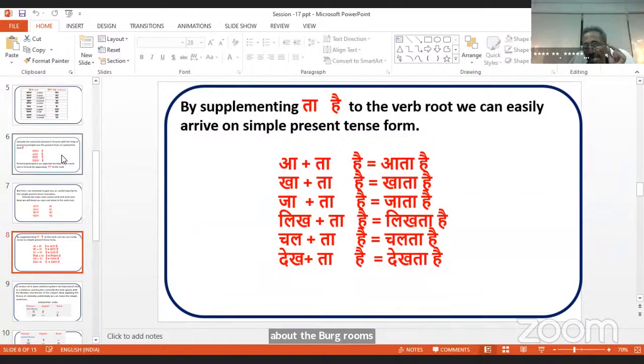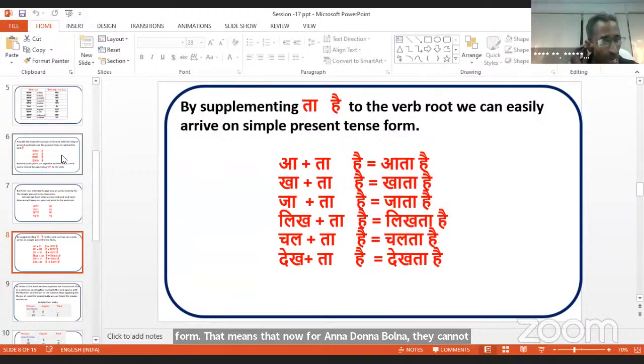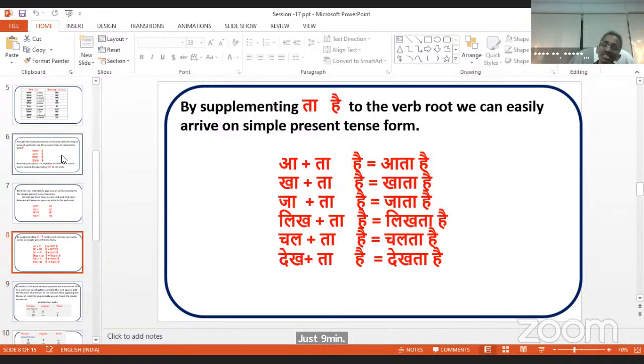Forget the infinitive form, that means the na form: aana, jaana, bolna, dekhna, padhna, likhna, peena. We will apply our brain and our eyes, and everything will be on the verb root. That means aa, kha, ja, likh, chal, dekh, padh. Along with the verb root, once you add ta, that formation is known as the simple present tense form.